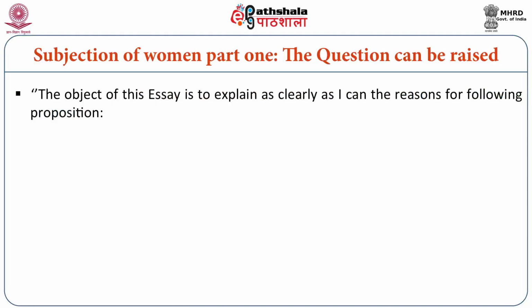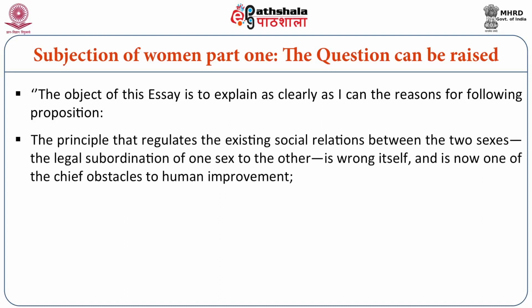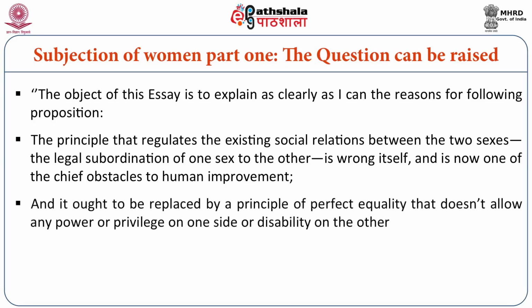Mill says, the object of this essay is to explain as clearly as I can the reasons for the following proposition. The principle that regulates the existing social relations between the two sexes, the legal subordination of one sex to the other, is wrong in itself and is now one of the chief obstacles to human improvement. And it ought to be replaced by a principle of perfect equality that doesn't allow any power or privilege on one side or disability on the other. It is equally unavailing for me to say those who deny to women any freedom or privilege that is rightly allowed to men are opposing freedom and recommending partiality.